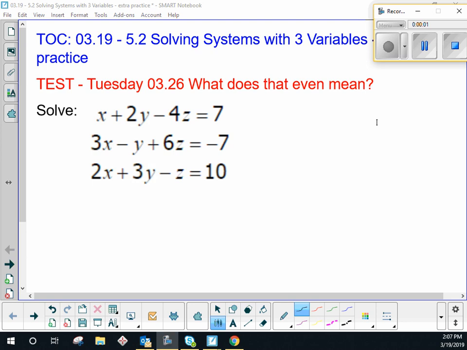We have this system of equations, and for those 8 of you who were absent yesterday, this would be like a mini lesson for you. The problem is that there's too many variables, right? In order to solve for a variable, you need one equation with one variable. But we've got 3 equations in 3 variables.